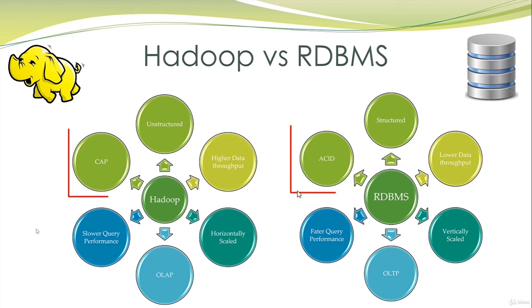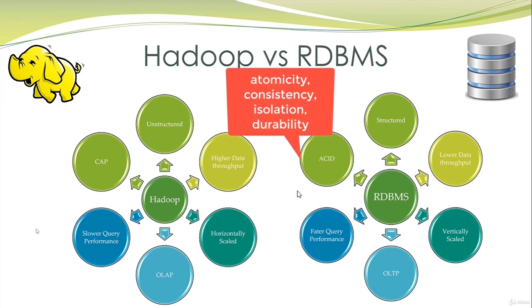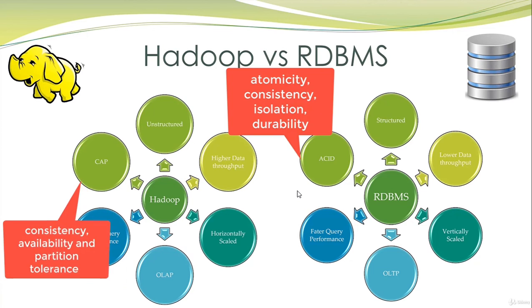The next one is the CAP theorem versus ACID properties. Relational database management systems ensure data integrity through transactions, through ACID properties. ACID stands for atomicity, consistency, isolation, and durability. In contrast, with big data like Hadoop, we have what's called the CAP theorem: consistency, availability, and partition tolerance.